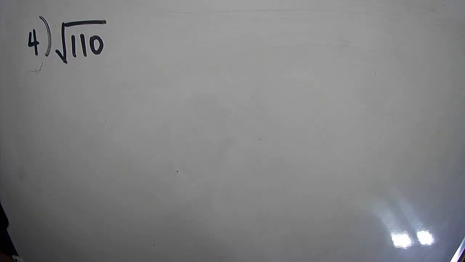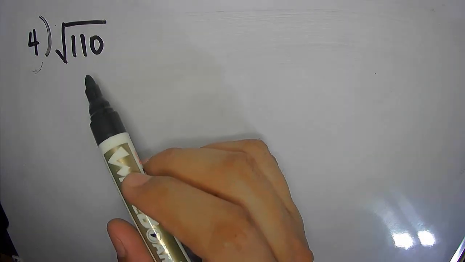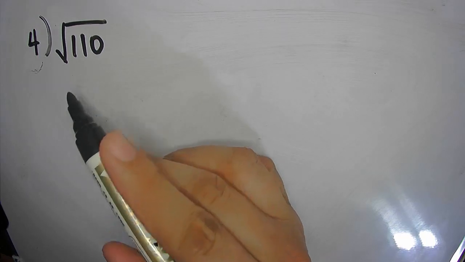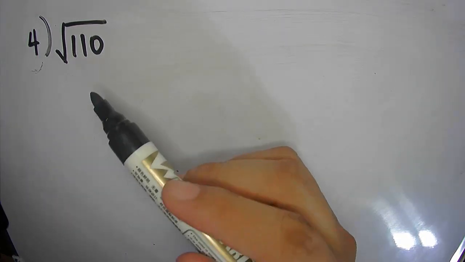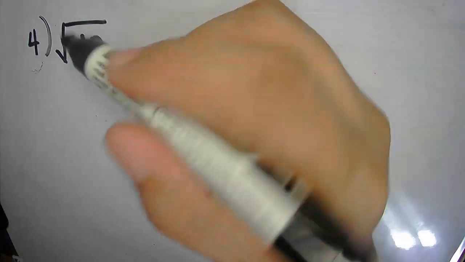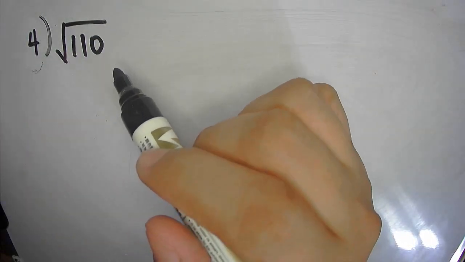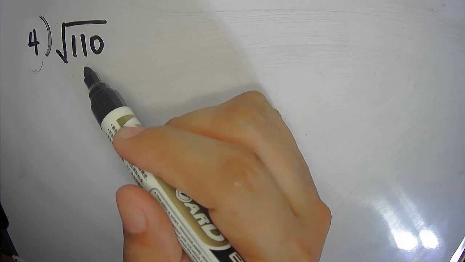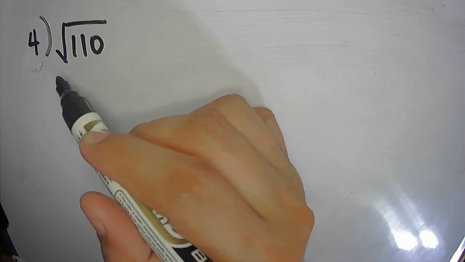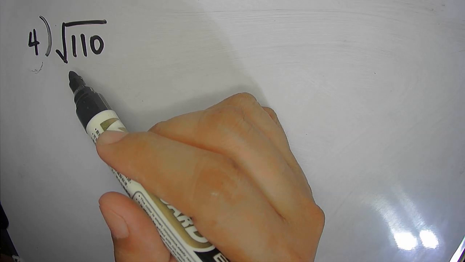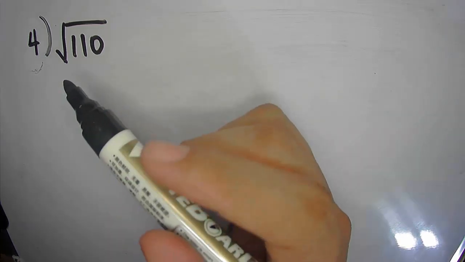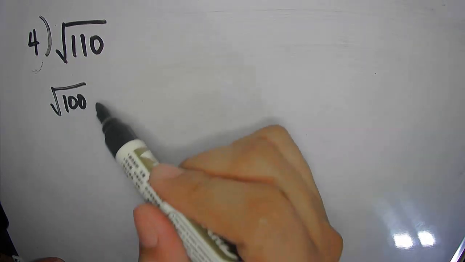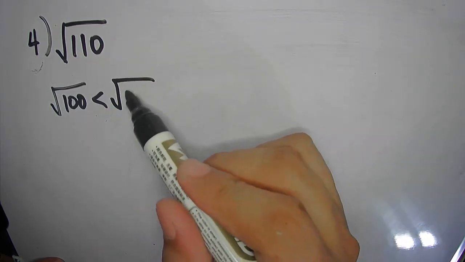Our example number 4 is square root of 110. Where can we find it? Between what two integers? Okay? It is close to 100, which is to its left. 100 is a perfect square. So, square root of 100 is less than square root of 110.